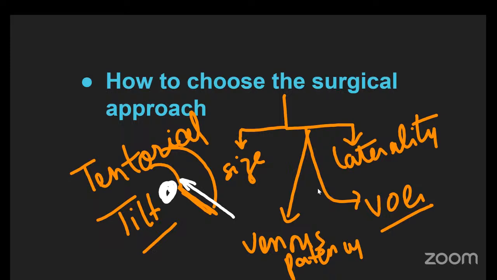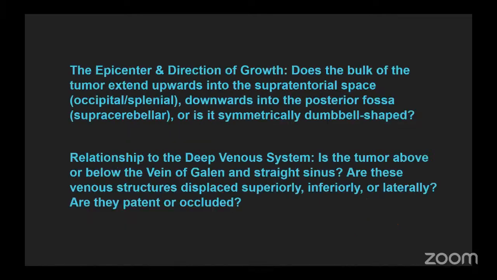If the tilt is very steep, SCIT is much easier because now you're just following the natural corridor. So there are multiple factors when we are deciding which surgical approach we are going to choose from. Let's move on quickly. We are running out of time. So yes, the epicenter and direction of the growth is really, really important.